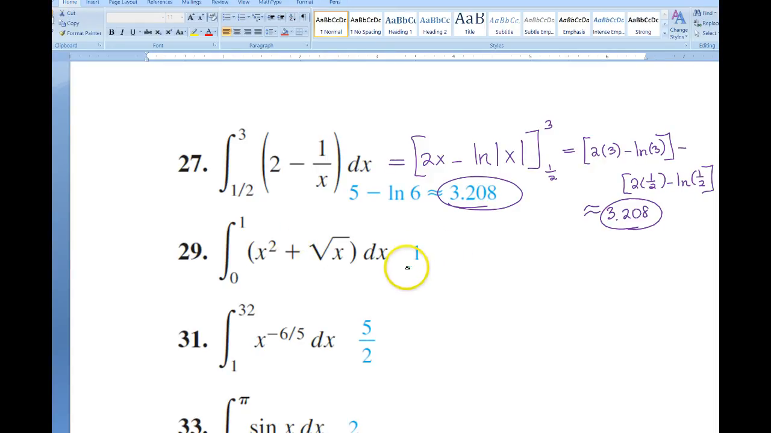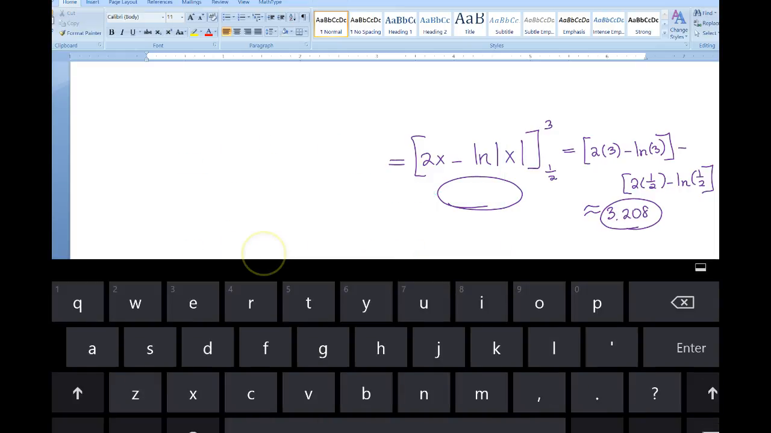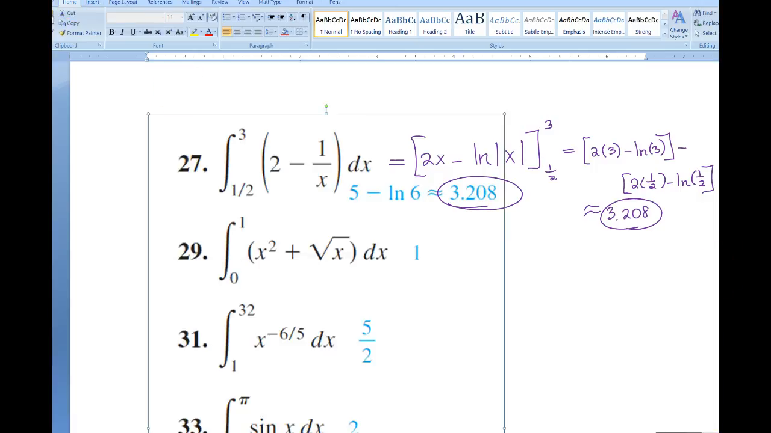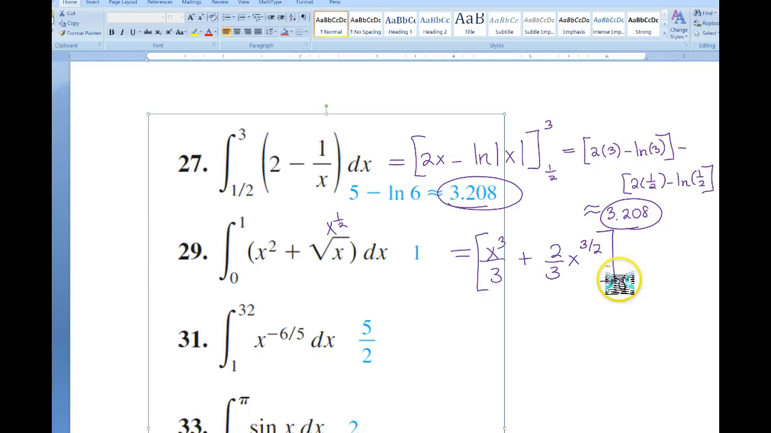So this one. Okay, what's the antiderivative for x squared? x to the third over 3. So it's going to be x to the third over 3 plus, this is x to the 1/2, so it becomes x to the 3/2 over 3/2, or 2/3 x to the 3/2. So plug in from 0 to 1. Now the nice thing in this one, when I plug in 1, I just get 1/3 plus 2/3.